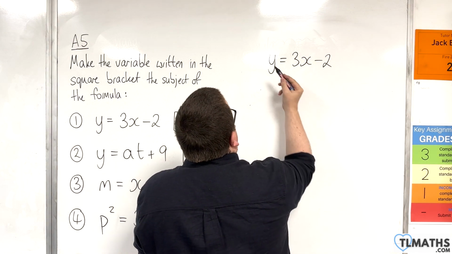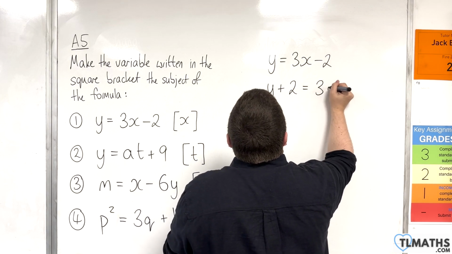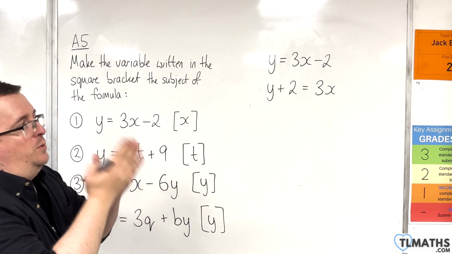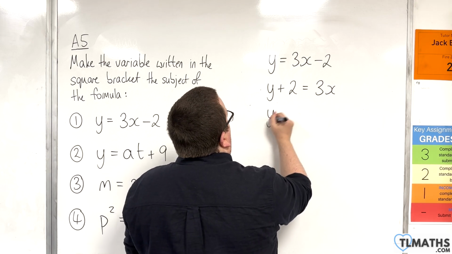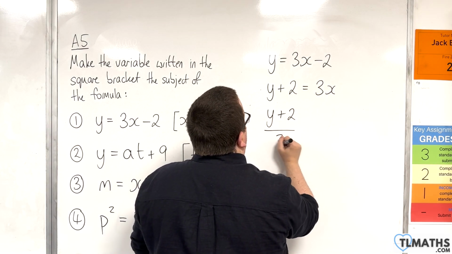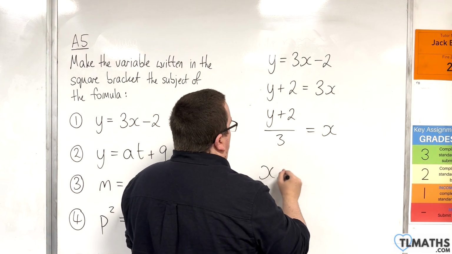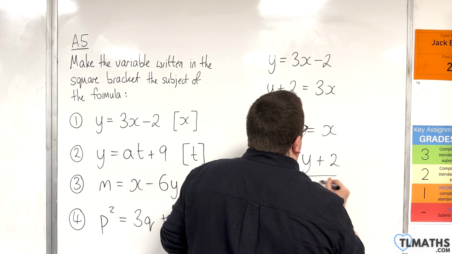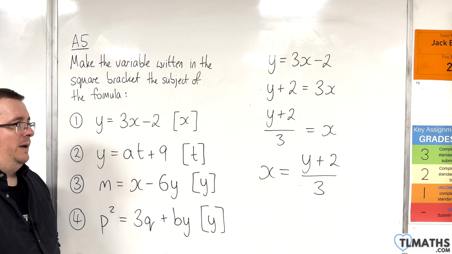So we're going to add 2 to both sides. So y plus 2 is equal to 3x. So the whole point here is you want to isolate the x. Okay, so you want to get x by itself. And then we're going to divide both sides by 3. So we now have x by itself. And I'm just going to rewrite it so we've got x equals y plus 2 over 3. And now x is the subject of the formula.